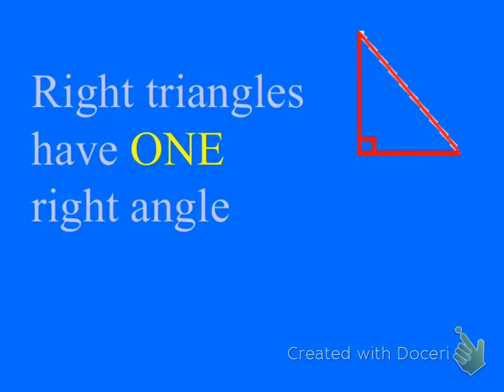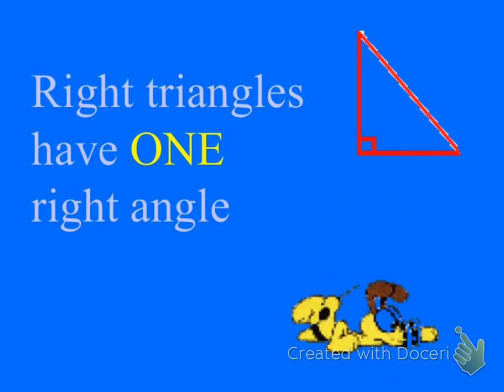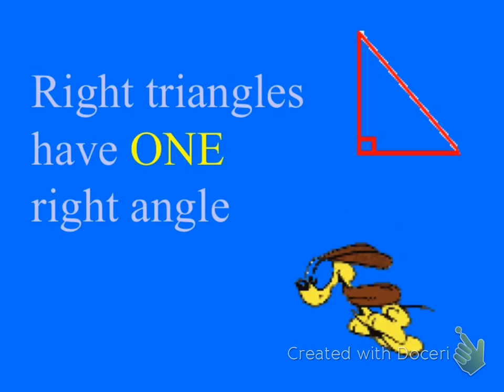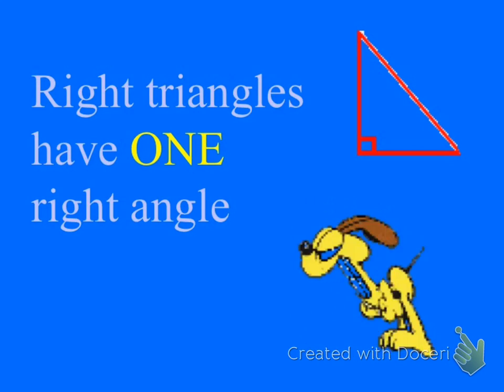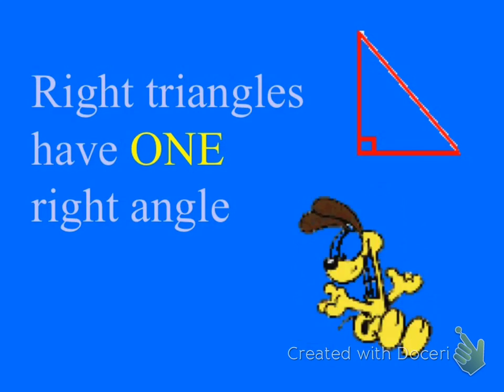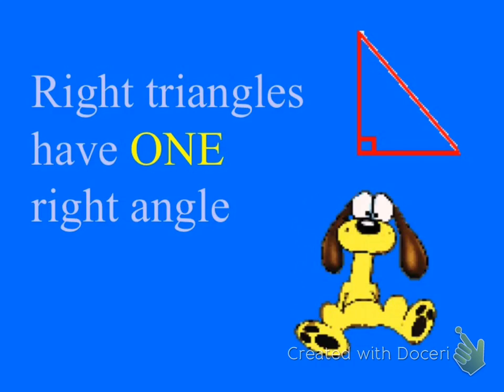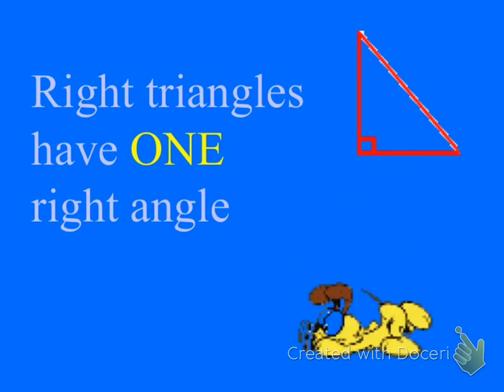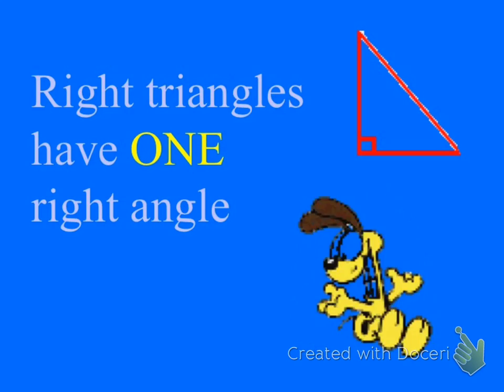Okay. Right triangles have exactly one right angle. A right angle is equal to 90 degrees. It will be indicated, even if not given the number 90 degrees. It will have the box instead of an arc in the angle measure, so you know that it is equal to 90 degrees.